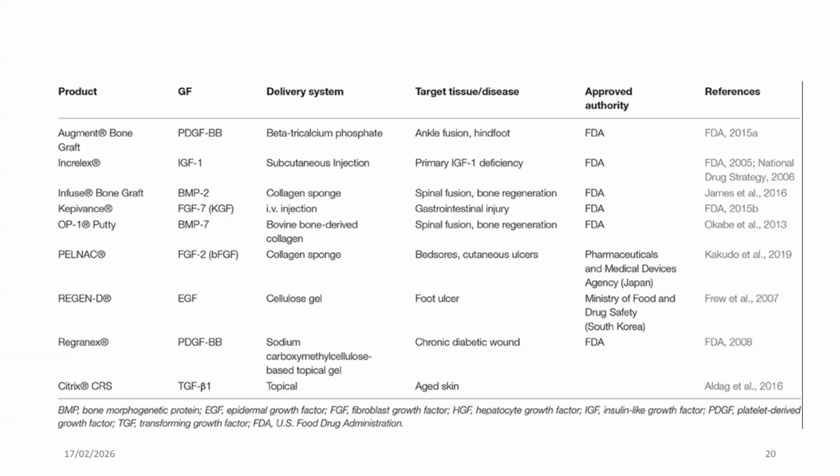Same goes with this material. Regen-D has EGF. It's a cellulose gel used for foot ulcers. It has been approved by the Ministry of Food and Drug Safety in South Korea. Then Regenerix or Citrix, a sodium carboxymethyl cellulose based topical gel for chronic diabetic wounds, approved by the FDA in 2018. So as you can see over here, a lot of commercially approved products are available.